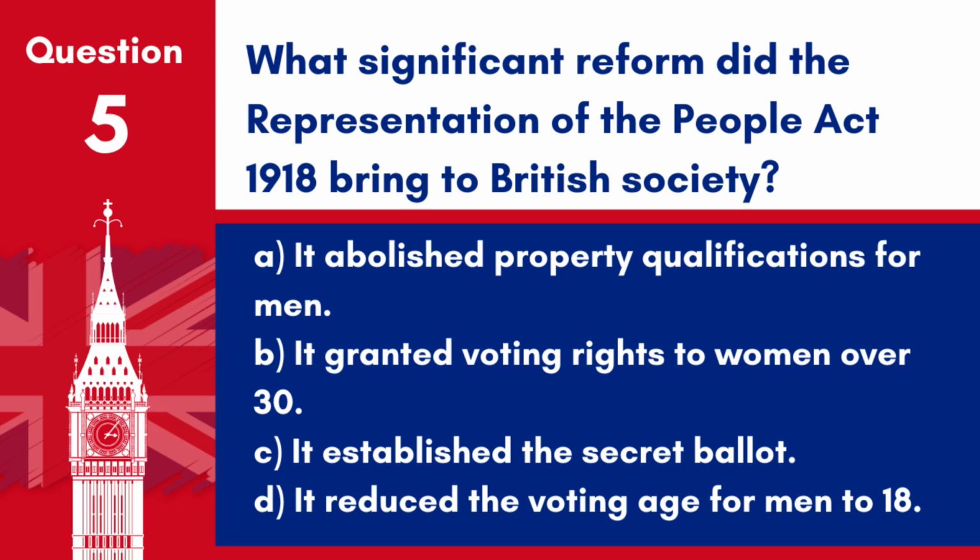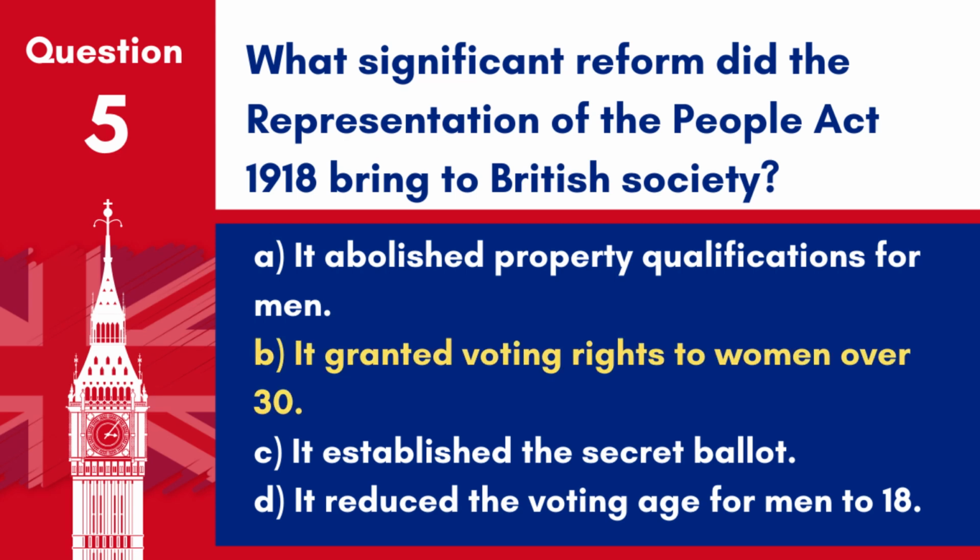Question 5. What significant reform did the Representation of the People Act 1918 bring to British society? A. It abolished property qualifications for men. B. It granted voting rights to women over 30. C. It established the secret ballot. D. It reduced the voting age for men to 18.